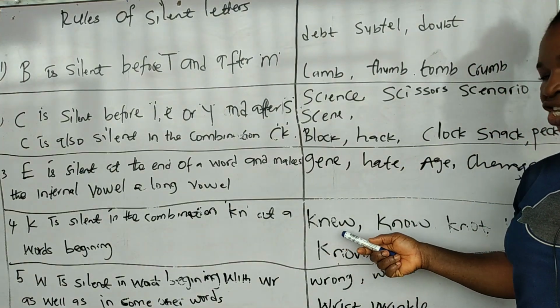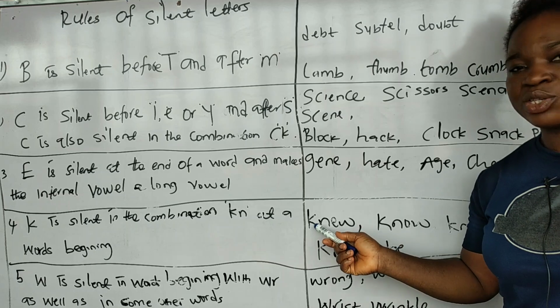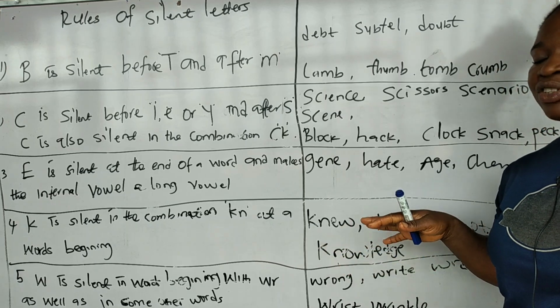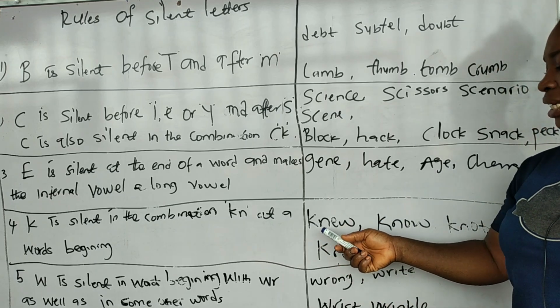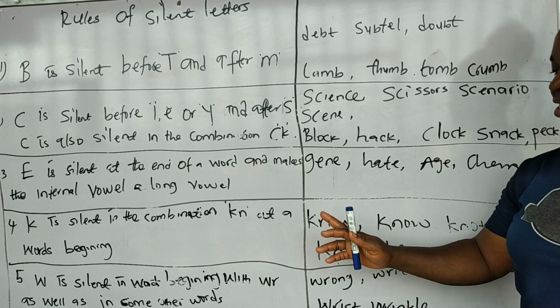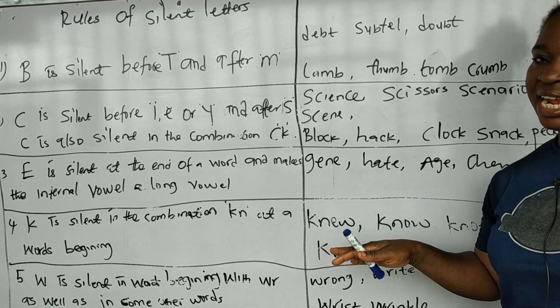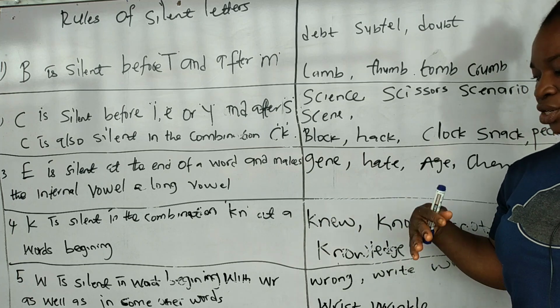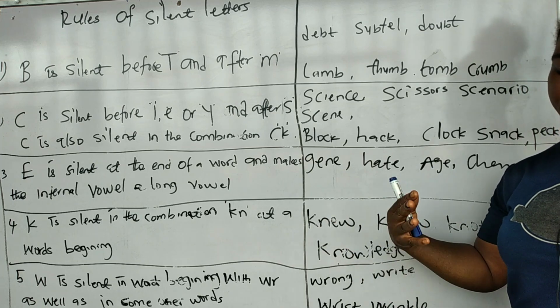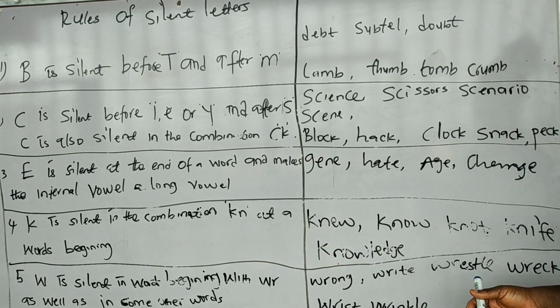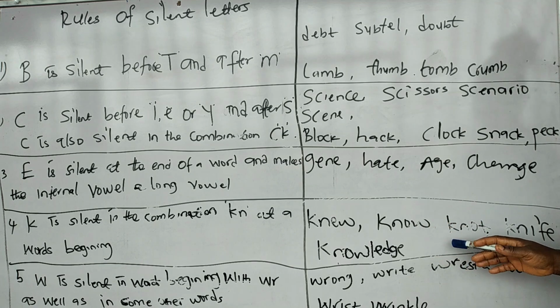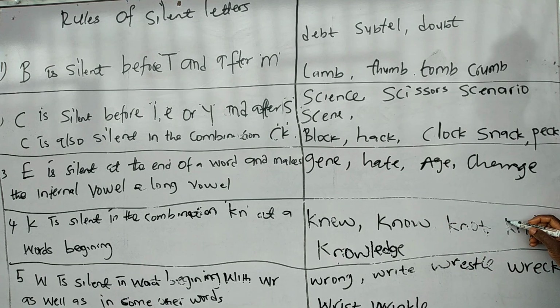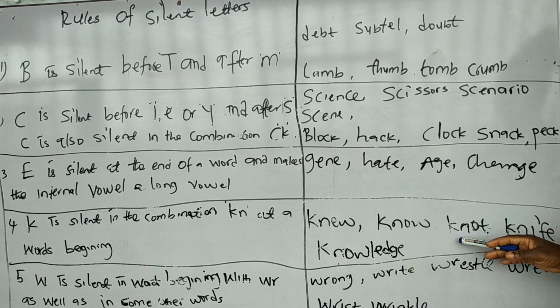So we have new. You can see that this word begins with K, but right now the K is actually silent. Now, when you remove this K, it's going to give this word an entirely different meaning. But with this K, this word is known as knew. That is when you knew a person. So we have no as well as not, and we have knife. We equally have knot.